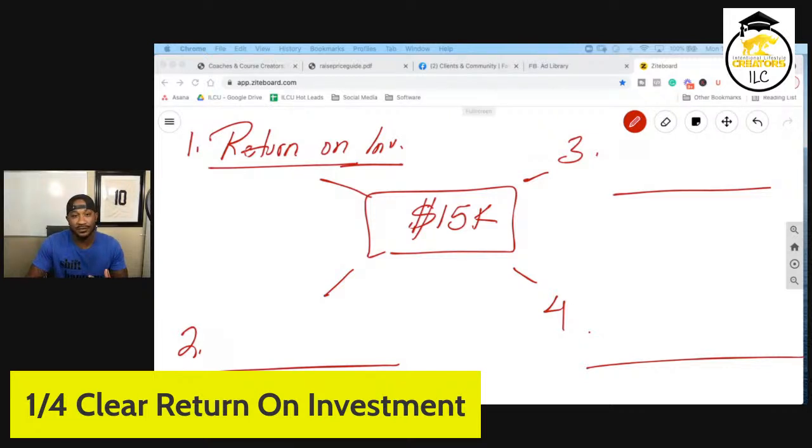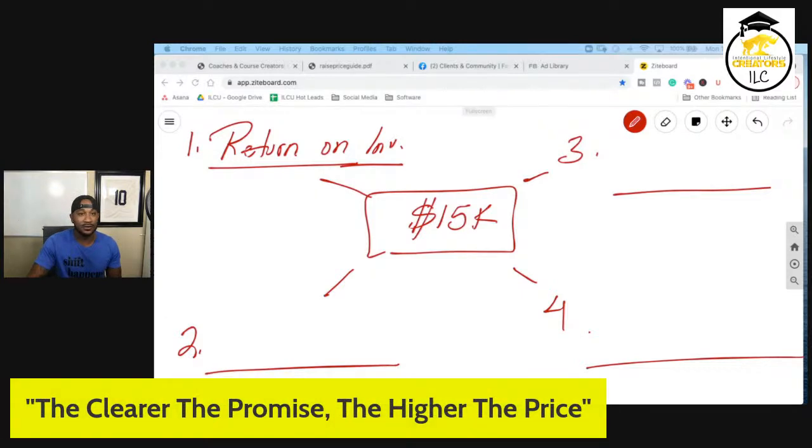So think about what's the return on investment for your client. If we think about this in terms of different types of coaching, if I'm a fitness coach, or a relationship coach, or a nutrition coach, what's the return on investment for my client? A lot of us just don't think this way. The clearer the promise, the higher the price. I need you to quote that one for me today.